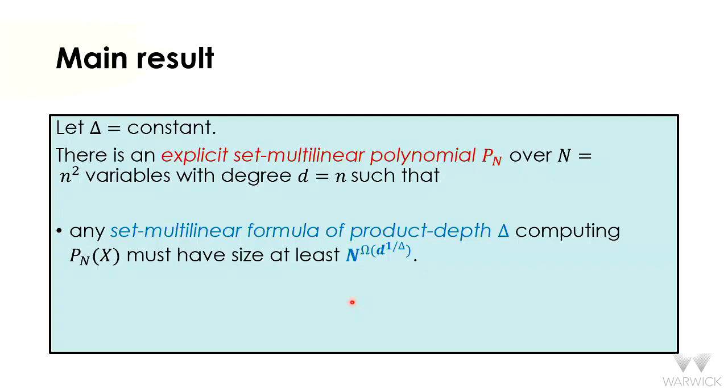So here's the main result. Say delta is a constant. It's like 5 or 2 or 3, something small. We show that there's an explicit set multilinear polynomial over n squared many variables with degree that's equal to n, such that any set multilinear formula of product depth delta computing our polynomial must have size that's this expression, n to the d to the 1 over delta. So in particular, if delta equals 2, this is n to the square root d. So that's the first result.